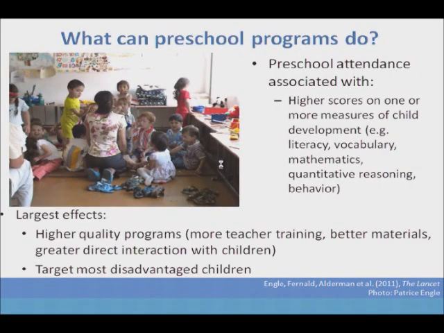And there were larger effects for higher quality programs with more teacher training, better materials, and greater direct interaction with children. The studies really showed, again, that it's similar, that it's not enough to just give parents information. It's not enough to have a room with a teacher, because that room could fit 50 or 60 kids. The teacher could have no materials and not have any way of engaging the children appropriately in terms of achieving the cognitive and language goals.